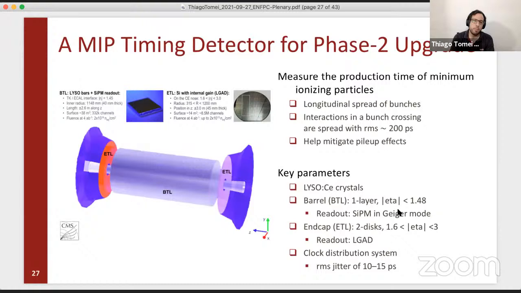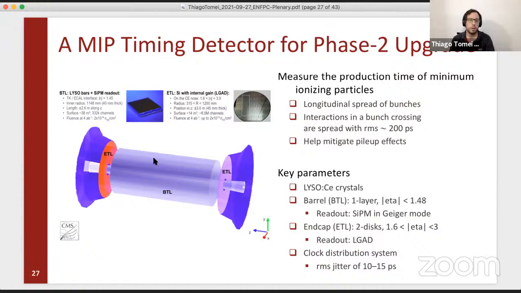Moving on, we also have a MIP timing detector. Why do we need that? We're going to measure the production time of minimum ionizing particles. Remember, the proton bunches themselves are wide. They have this length in Z. So when they cross, the interactions in a single bunch are spread in time, but not that much. It's an RMS of 200 picoseconds. But if we manage to get this additional handle on the interactions, it may help us mitigate the pileup effects.